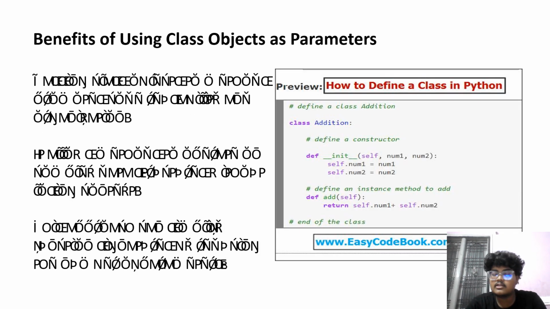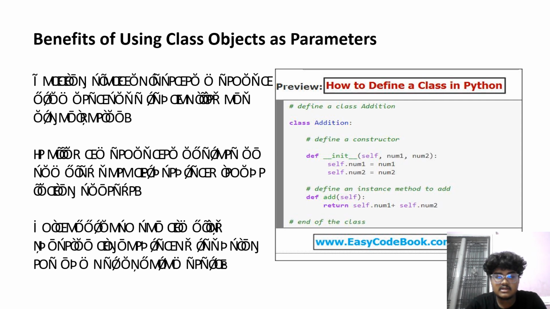Benefits of using class objects as parameters. Passing class objects to methods promotes code reusability and organization. It allows methods to operate on complex data structures without losing any context. This approach can simplify function signatures by reducing the number of parameters.